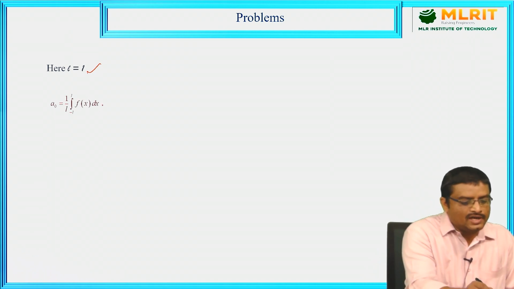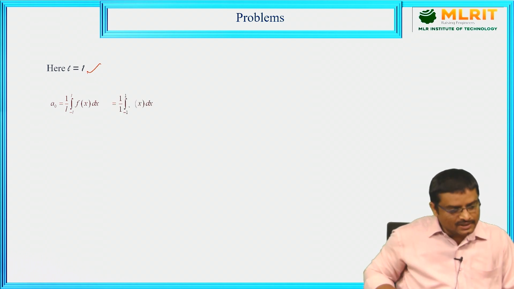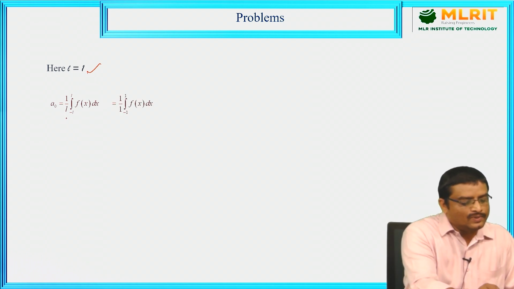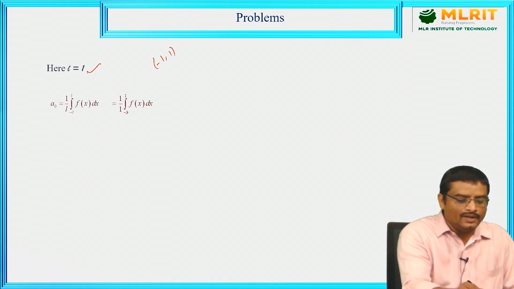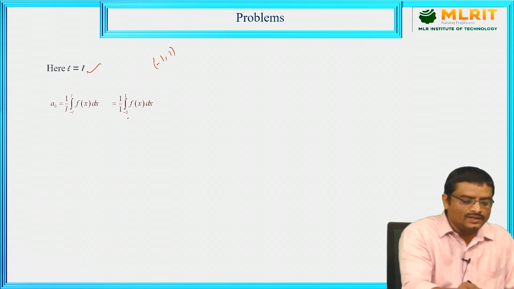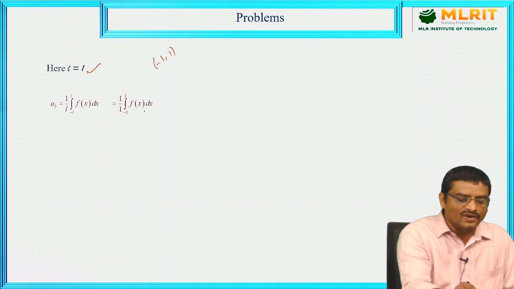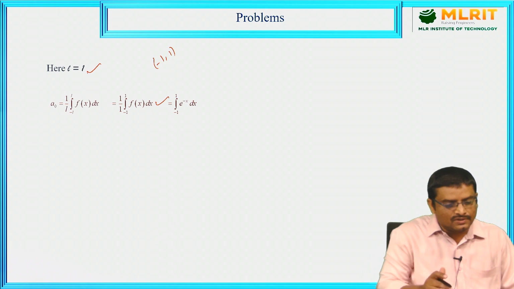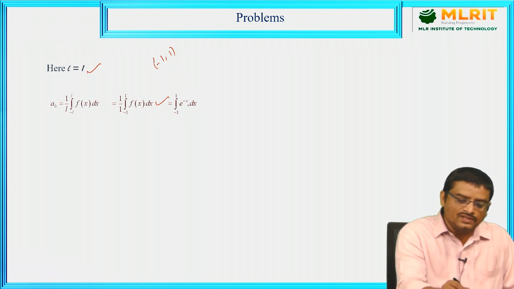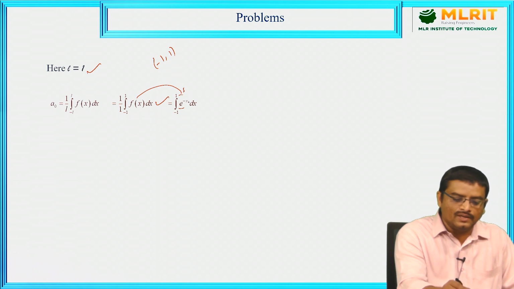So, this is the standard formula to find a0. Now, in this we are replacing L is equal to 1, because we are taking the interval minus 1 comma 1. So, replace L is equal to 1 here, 1 by 1 integral minus L to L, that can be written as minus 1 to 1 f of x dx. Now, substitute the value of f of x here. Our given function f of x is e power minus x. So, replace f of x with e power minus x.